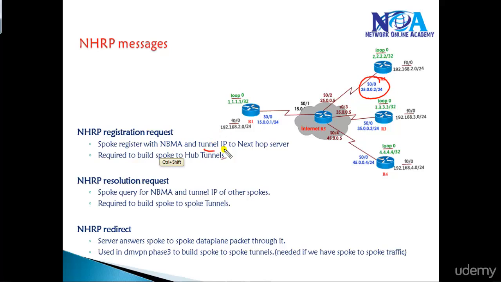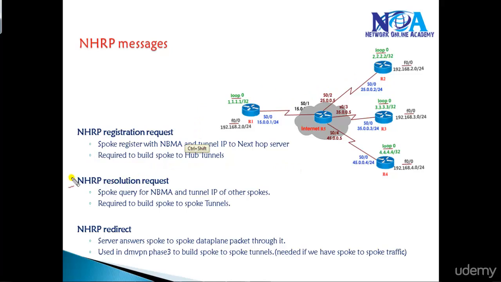The NBMA address in my scenario is 25.0.0.2, and then the tunnel IP address, let's say 10.0.0.2, to the next hop server. Now this is something which is required for them to build spoke to hub tunnels. So this is really required, it allows you to build tunnels from spoke to hub, and also it allows the particular server to have some information about the spoke NBMA address with their own tunnel IP address.